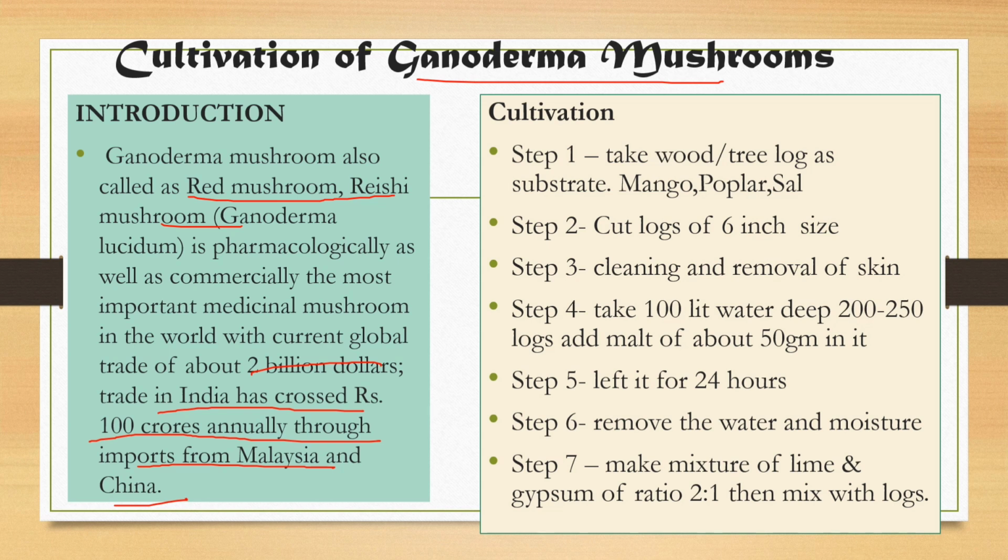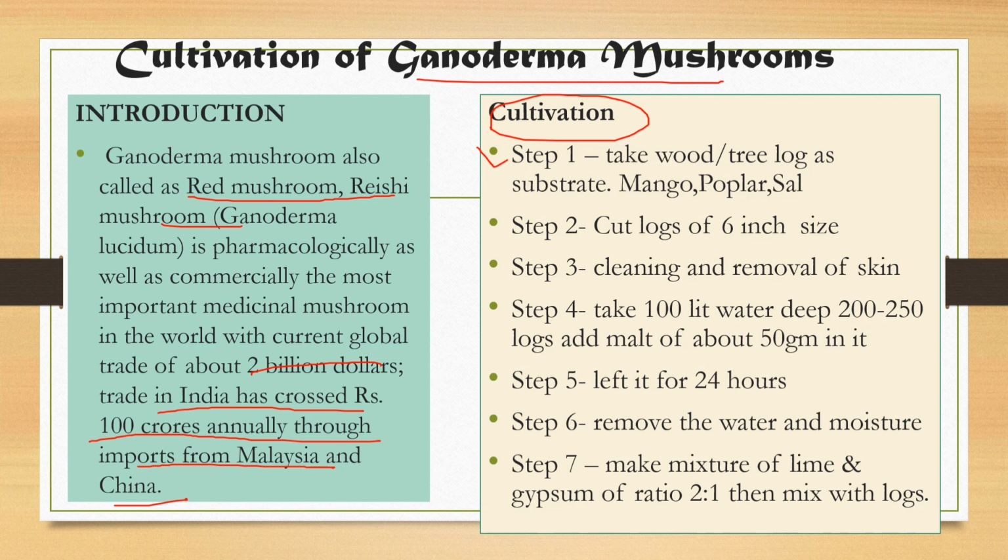Now coming to the cultivation. Ganoderma mushroom can be cultivated or grown by natural or artificial methods. In the natural method, it grows naturally and there is no involvement of human beings. But in the artificial method, Ganoderma mushroom is cultivated with various methods.